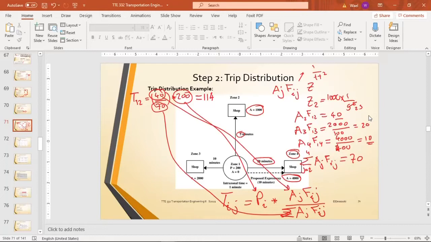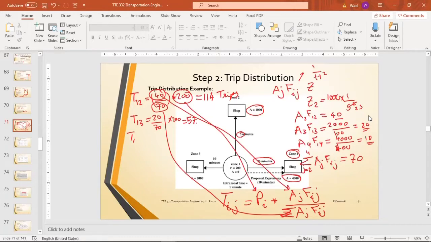114.3. We're going to just leave it because these are trips. Trips usually are integer numbers. There is no half trip. And trips from 1 to 3 equal 20 divided by 70 multiplied by 100. This would equal 57.